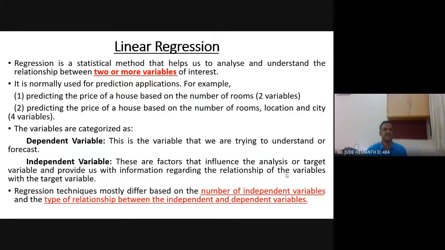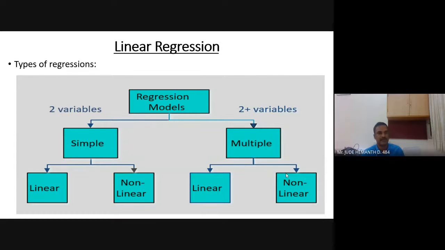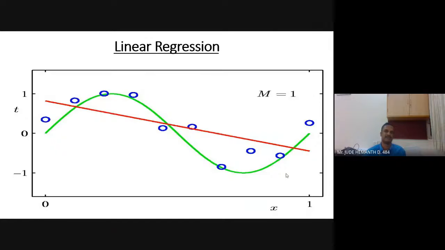That's why we say that it is also classified based on the type of relationship between the independent and dependent variables. Your y is the target, your x is the input. So when I say relationship between independent and dependent, it is actually the relationship between the inputs and the targets. So numbers, it will be easy for you, simple and multiple, but you must understand what is meant by linear and non-linear, because the topic which we are going to learn is all about linear regression.